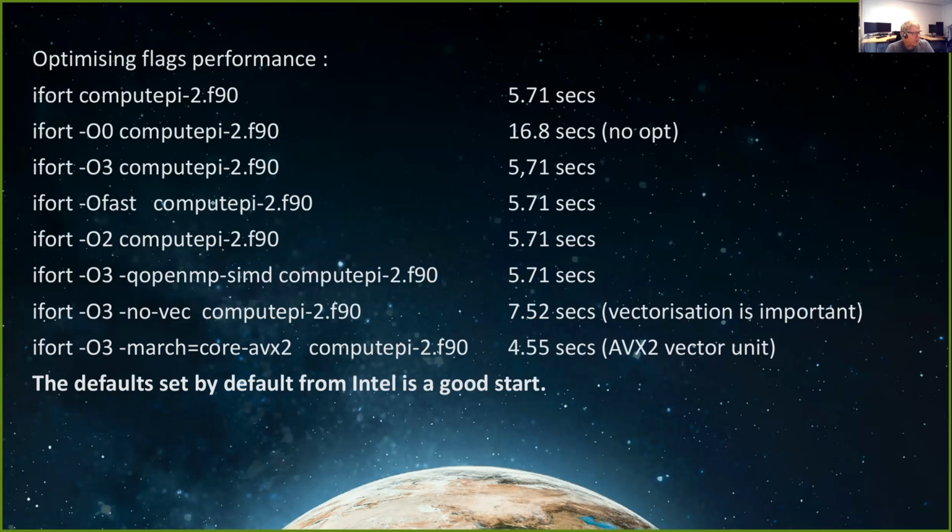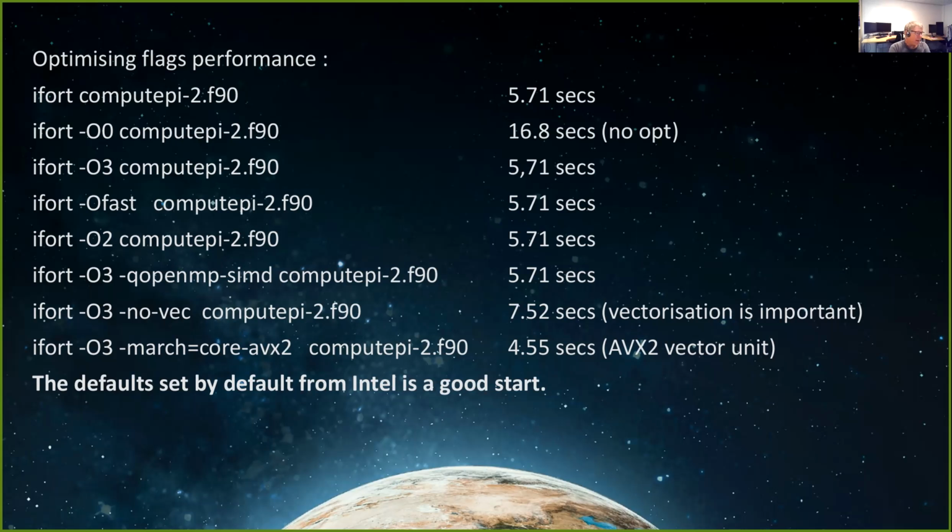We can ask the compiler to optimize our code. This is a simple compute pi program. If we don't do anything, the Intel compiler has some good optimization set by default, so we get 5.7 seconds. We turn off the optimization by issuing O0, and we see that we get 16.8 seconds. This is without any optimization. So this is what the compiler does if we ask for O0.